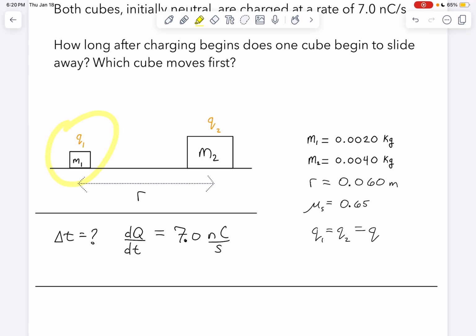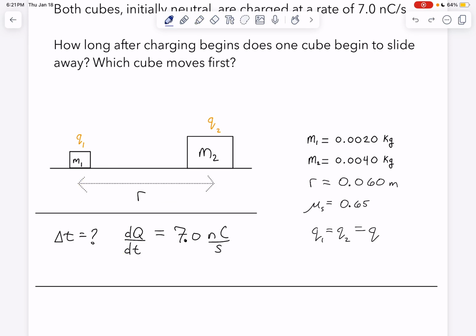Okay, so how long is that going to take? Well, our information here is that we've been given the charging rate, which I've written out as dq dt, so 7 nanocoulomb per second. That's a rate, so we should be able to get the time. If we knew the charge at which you would overwhelm the force of friction, we'd know when to look for. So let's take a look at what I mean by that.